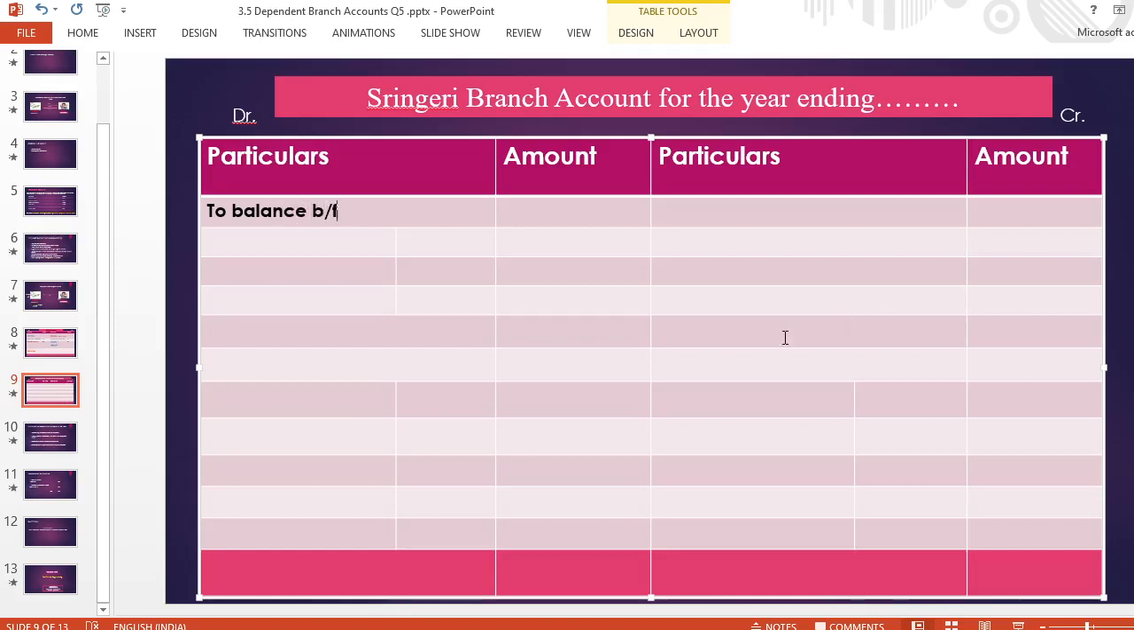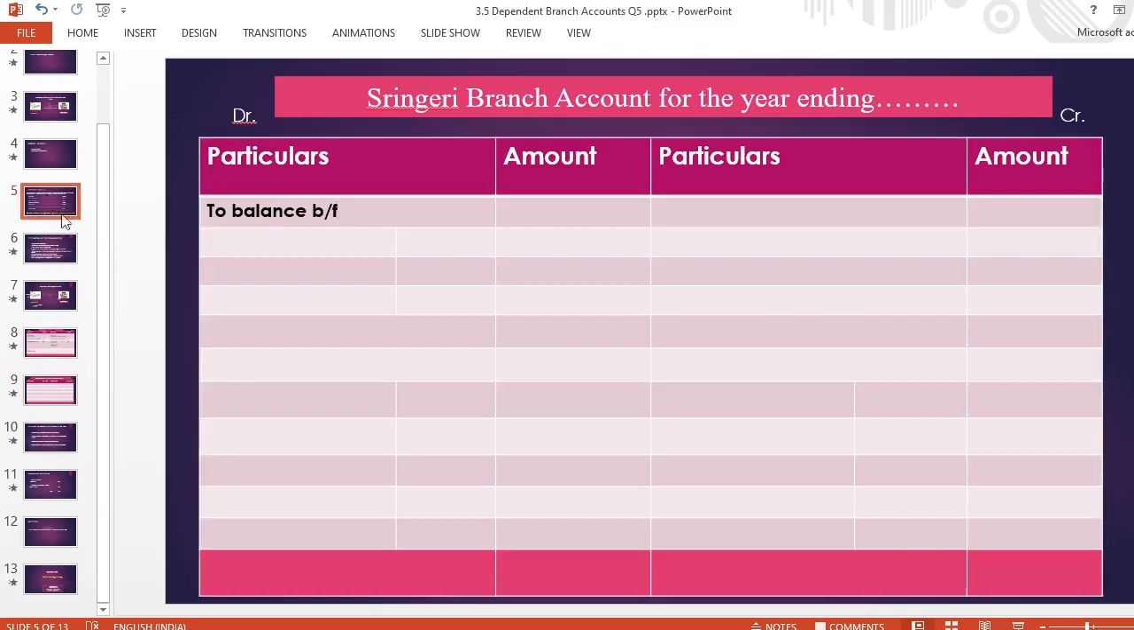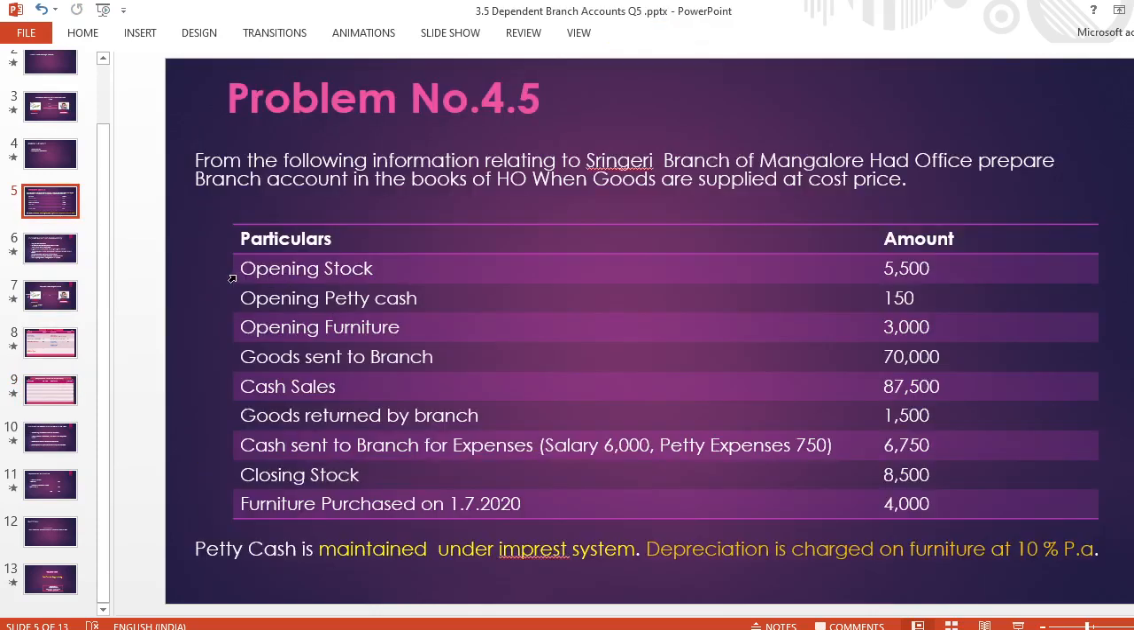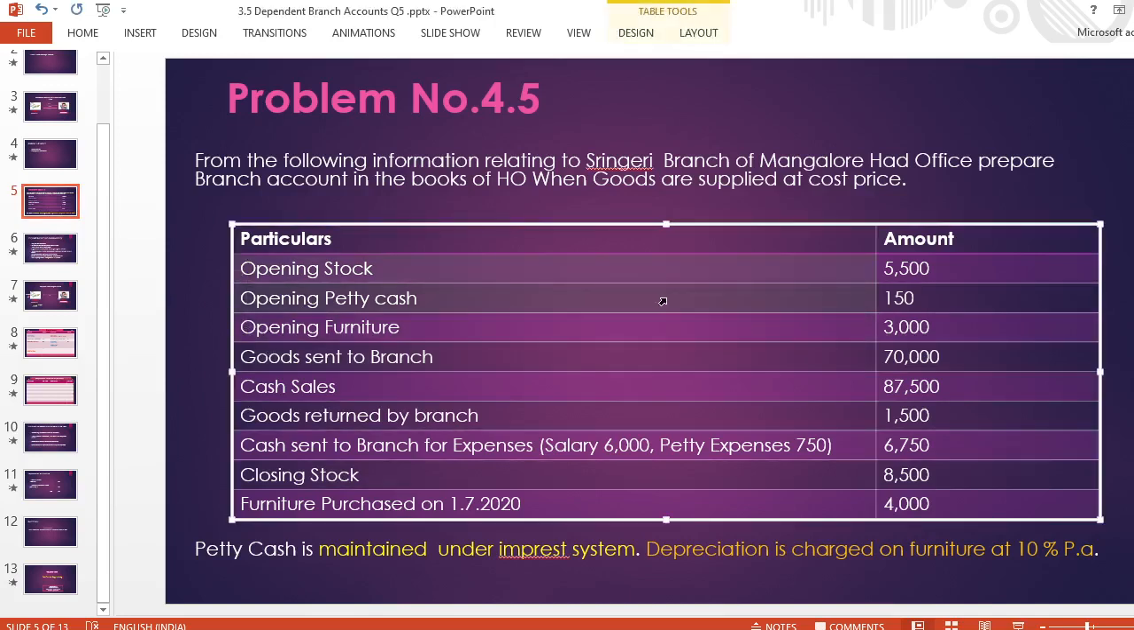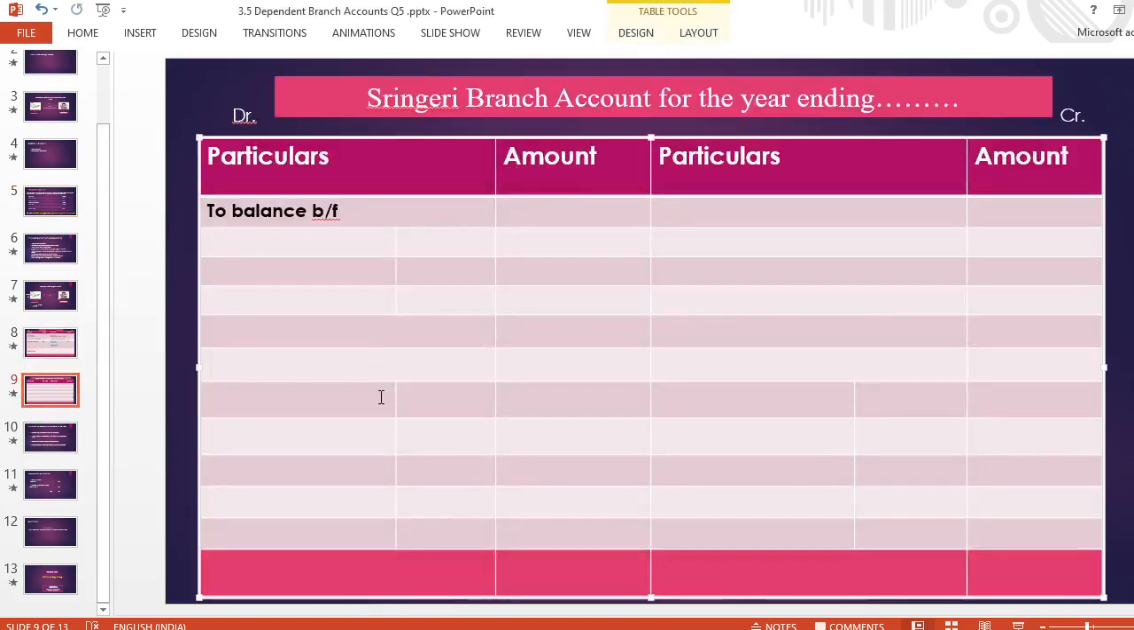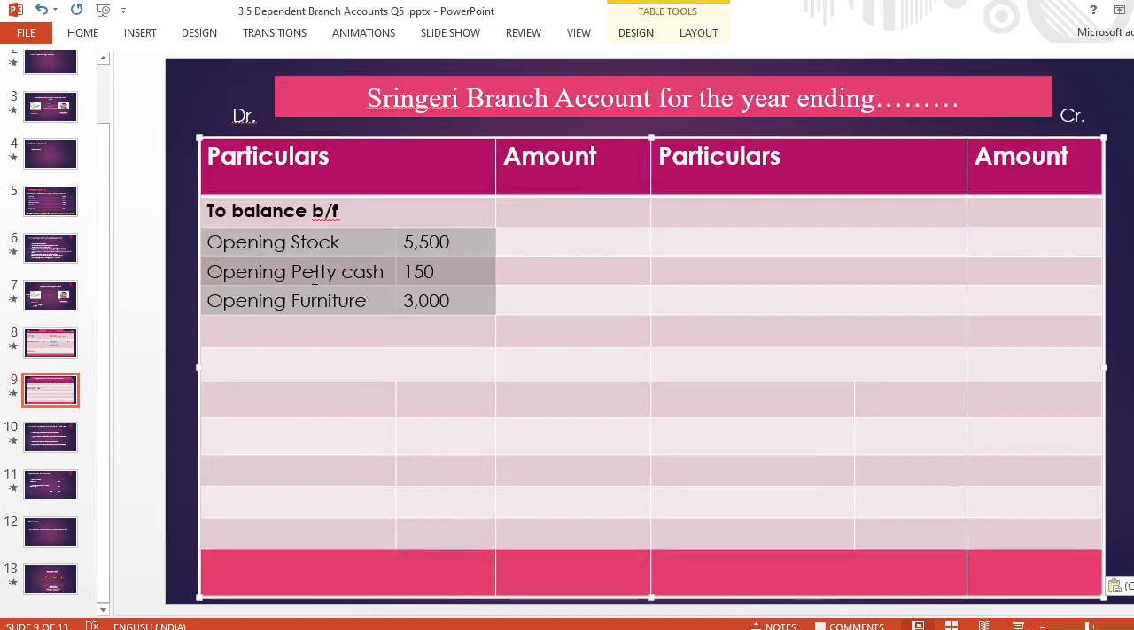Balance brought forward. Here they have given three assets' information: opening stock, opening petty cash, and opening furniture. Let me copy these three items to my ledger account. Opening stock, opening petty cash, and opening furniture. Now let me total all these: 5,500 plus 150 plus 3,000. So the total is 8,650.